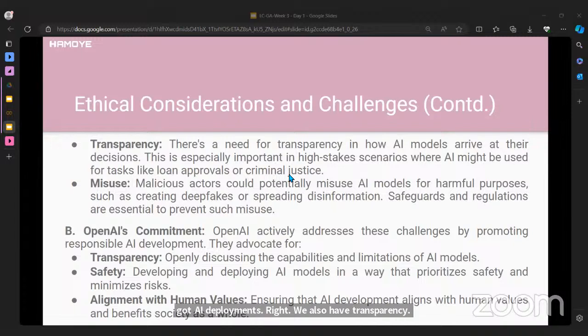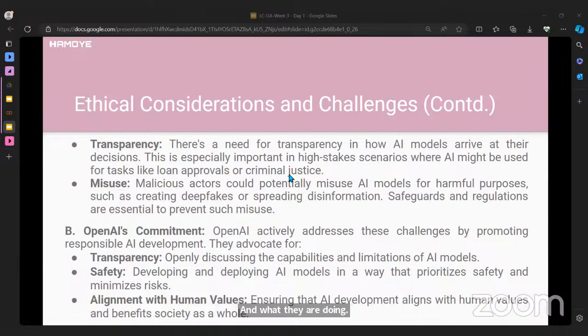We also have transparency. So understanding how AI models make decisions is critical, especially in high-stakes situations like criminal justice or financial lending. Transparency in AI processes helps build trust and accountability, allowing users and regulators to evaluate and understand the decision-making process of AI systems. Transparency is also very important if you end up being one of the people generating models for users, right? So your models also need to be transparent in what they are doing.